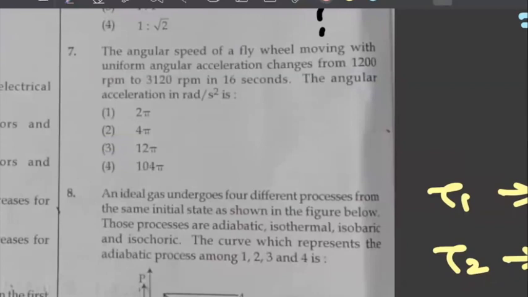Okay, then the next one, the angular speed of a flywheel, which we again consider like a disk. So angular speed of a disk moving with uniform angular acceleration. All right. So flywheel is a disk. Uniform angular acceleration is telling me that alpha is constant, or basically it is telling me it's a uniformly accelerated non-uniform motion. So I will use the kinematical equation.